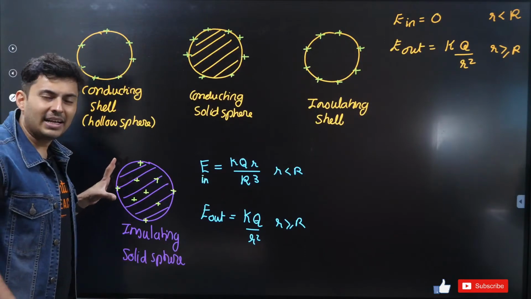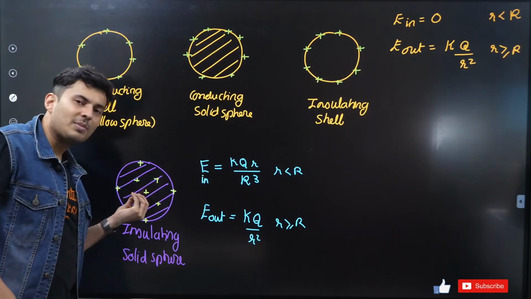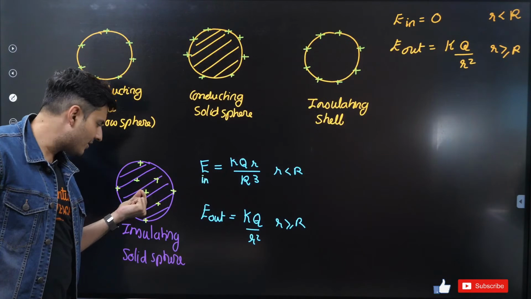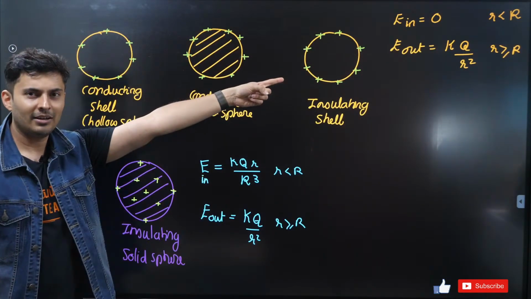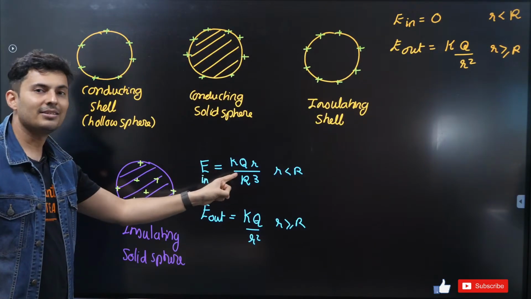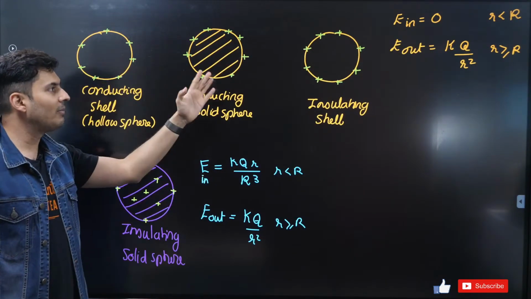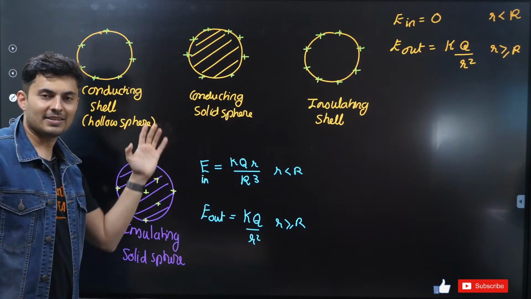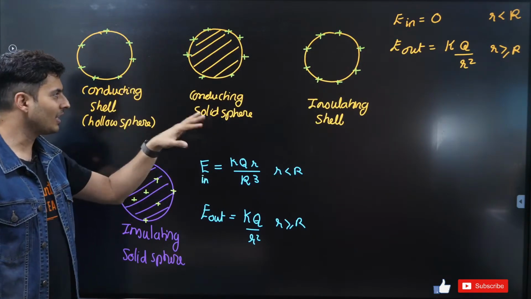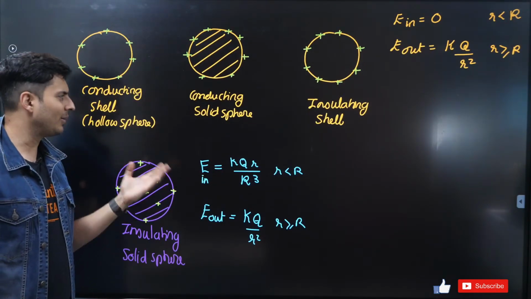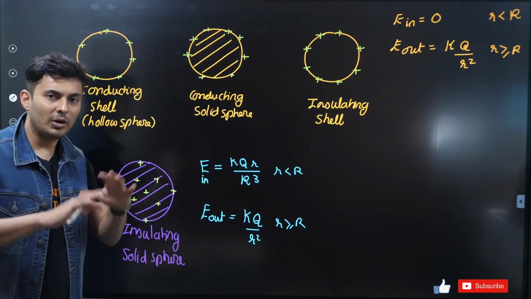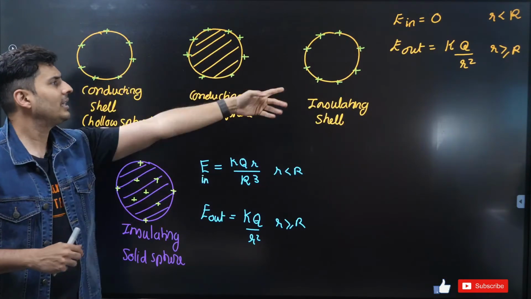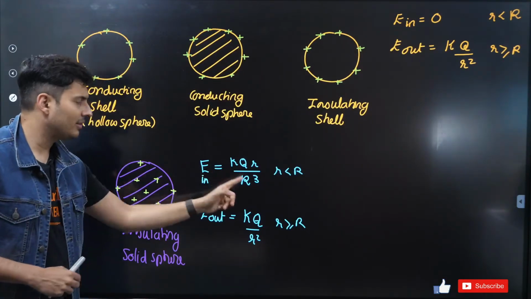When you're outside, the entire charge can be assumed to be concentrated at a point, the center. So it behaves like a point charge, just like over there. The only difference is when it is inside. So I hope you now remember these things: outside, inside, conducting, non-conducting, insulating, shell, solid sphere. You should know, are the charges going to be on the outside or are they going to be distributed? If they are on the outside, use this. If they are distributed, use this.